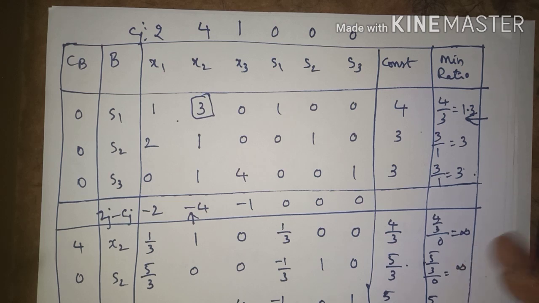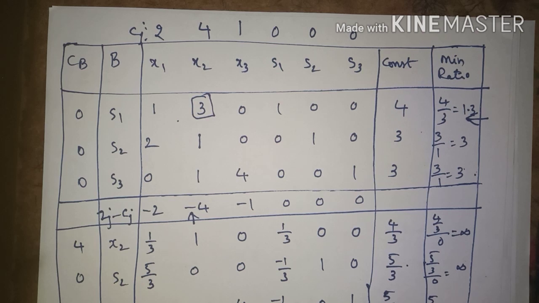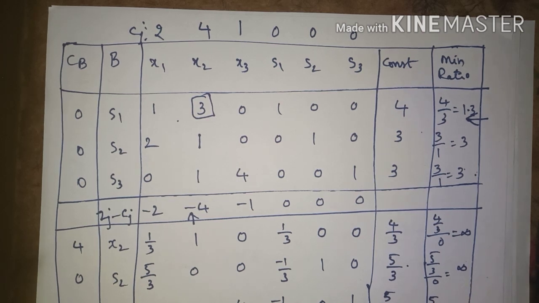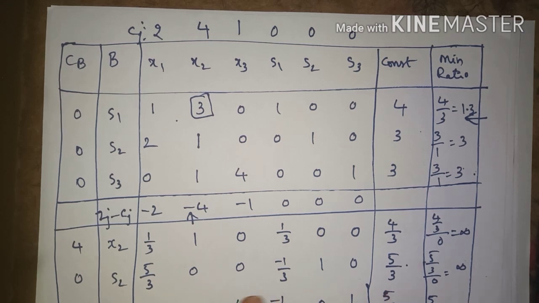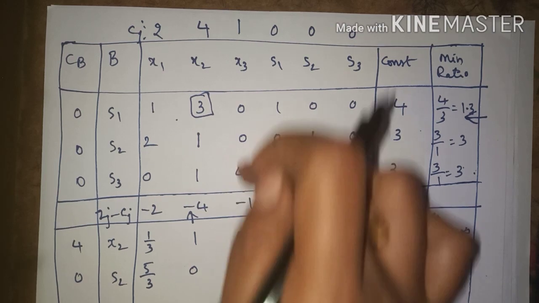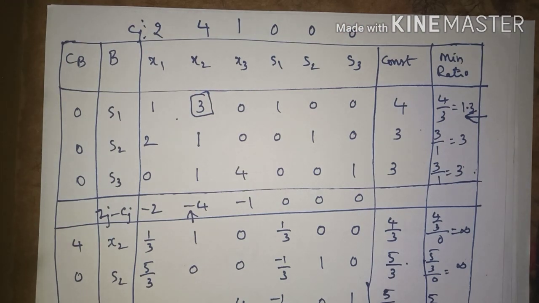Now these two infinities we will ignore. This is the only value we have to take: 5 by 3 by 4. If you simplify, you will get some positive number. That only occurs, that's why we will choose that row completely. That means we choose this third row. S3 is the leaving variable, whereas x3 is the entering variable. S3 is leaving the basis, whereas x3 is entering the basis.